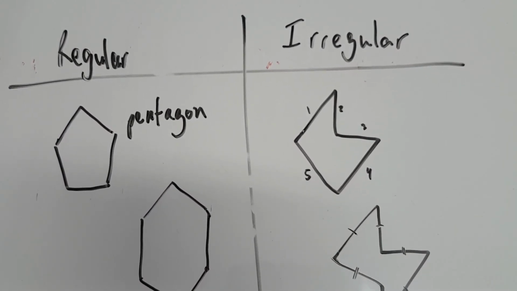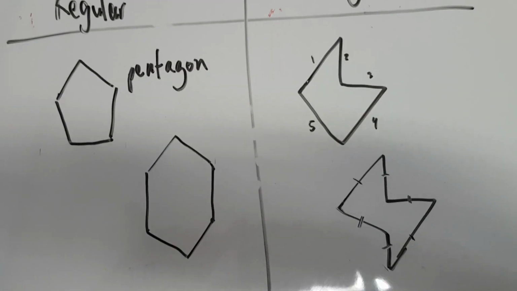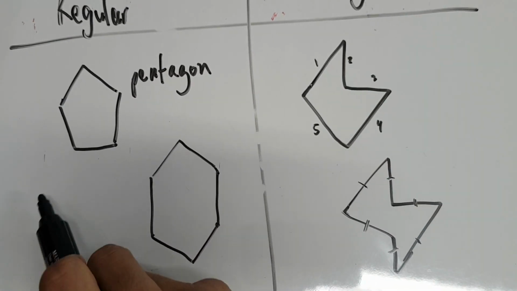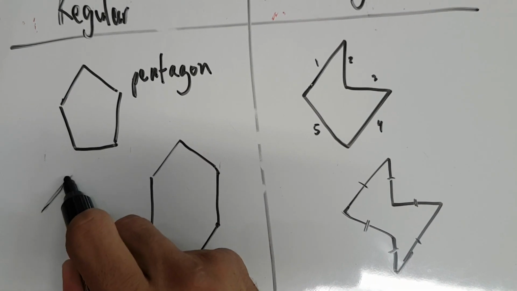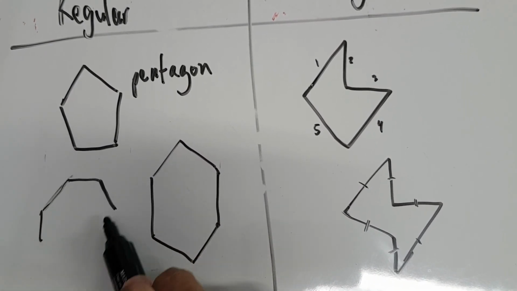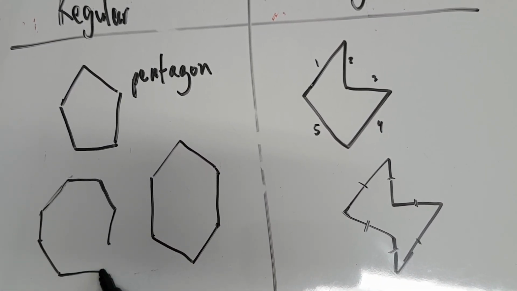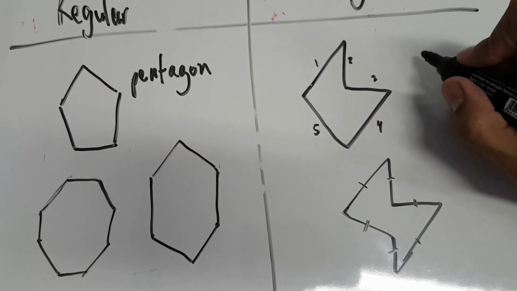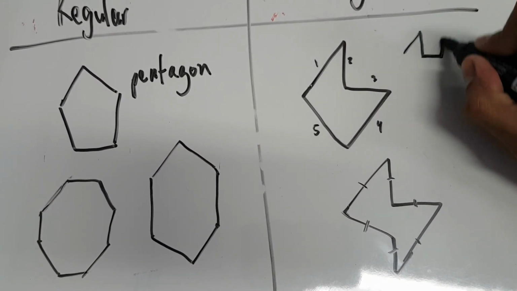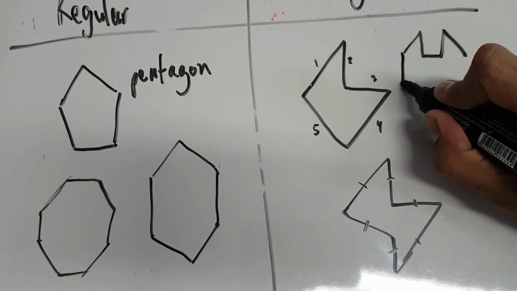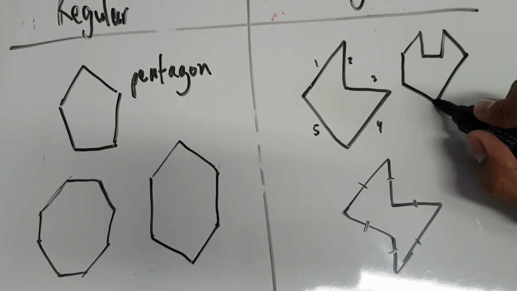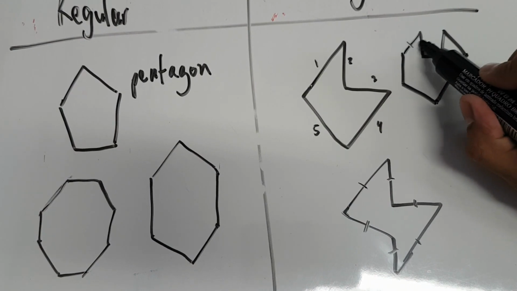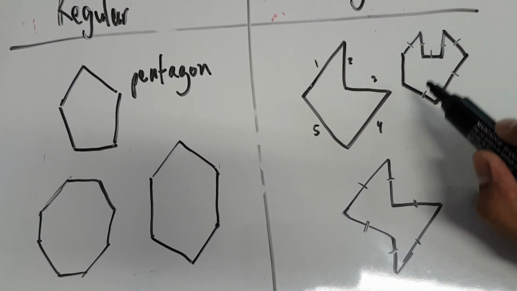An irregular hexagon. Okay. And finally, let's try something a little bit tricky. Let's try an octagon. Regular octagon. 1, 2, 3, 4, 5, 6, 7, 8. And here's an irregular octagon. 1, 2, 3, 4, 5, 6, 7, 8.